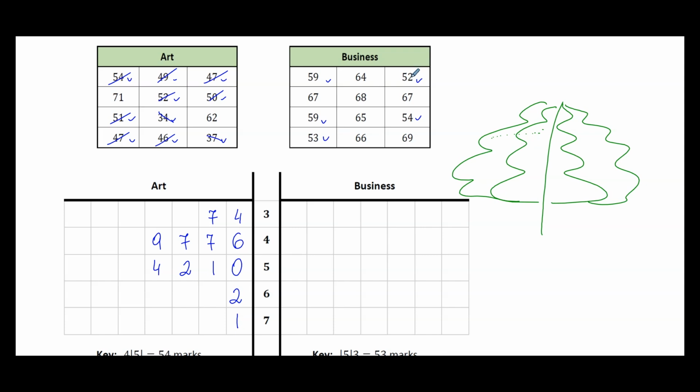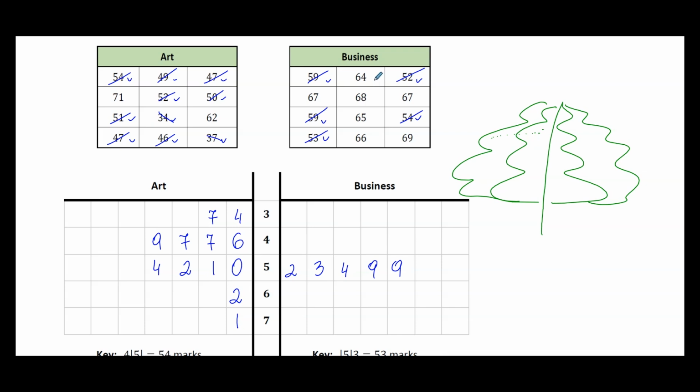So 52 is the smallest value, so that will go first. Then the next one will be 53. Then the next one will be 54. And then we have two values that are 59. And then in the 60s. As you can see, the remaining marks are actually in the 60s. There is none in the 70s.